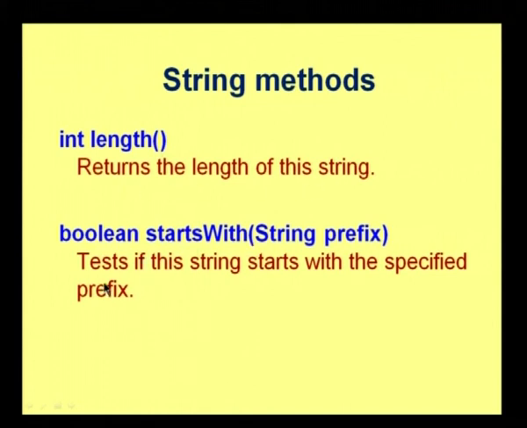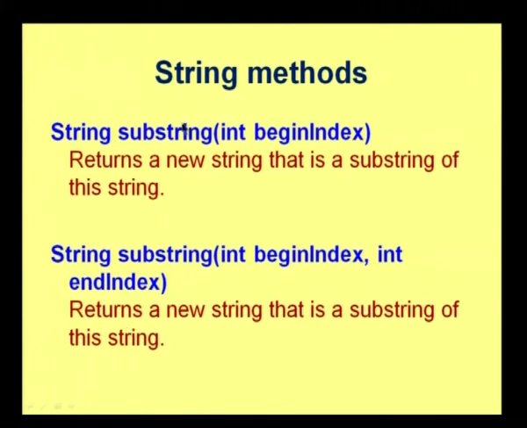Next we have a method called length, which returns the length of the string, and then startsWith. This will test if the string starts with the specified prefix. We also have substring. We give the beginning index, and it returns a new string that is a substring of the string, from the index till the end of the string.